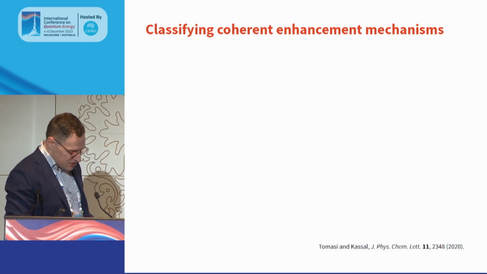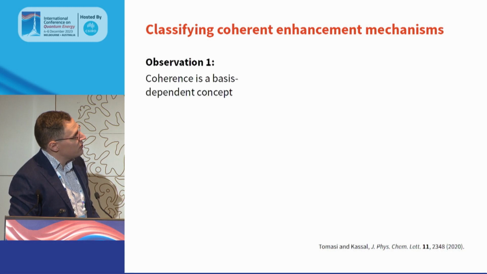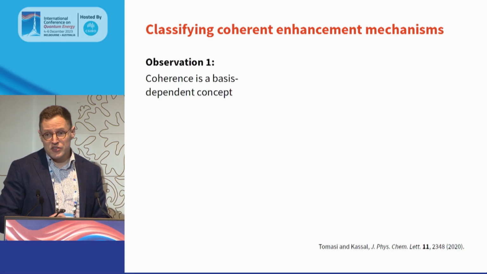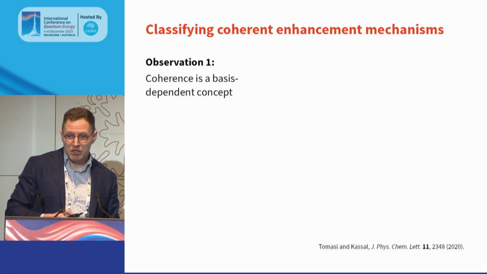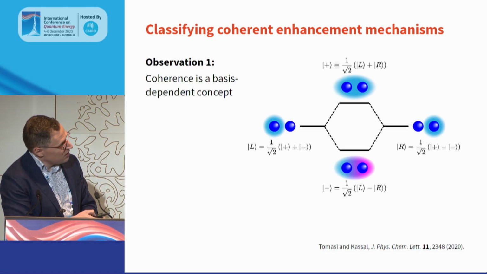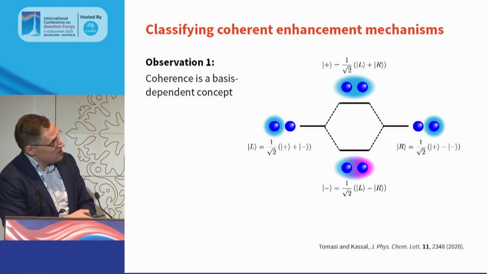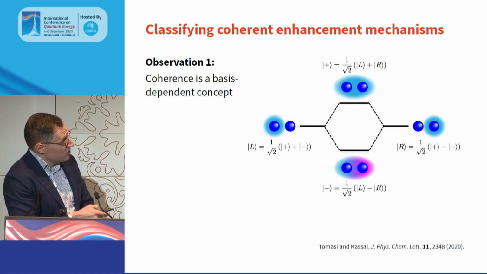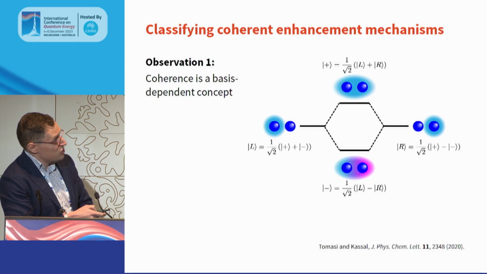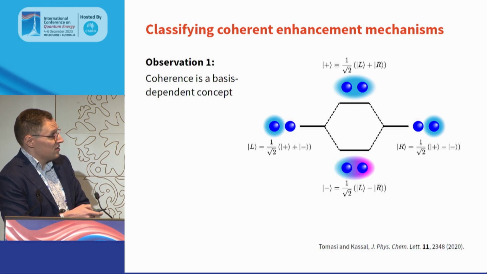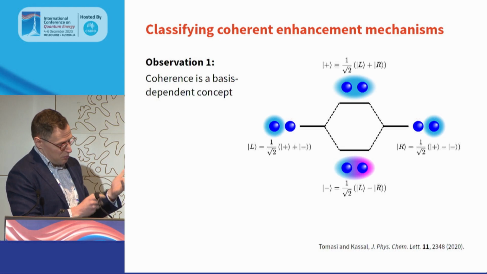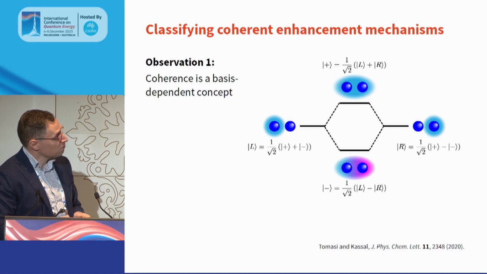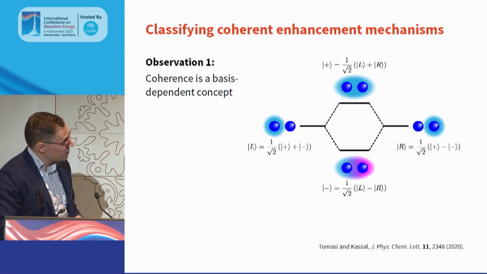And this classification is based on 2 observations. The first is that coherence is a basis-dependent concept. You can think about the eigenstates as being superpositions of site states, but you can likewise think of the site state as a superposition of the eigenstates. So you can't really say that this is more coherent than this. It just depends on which basis you're in. So that's the first element of a classification.